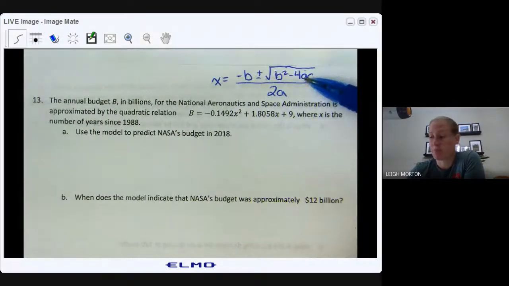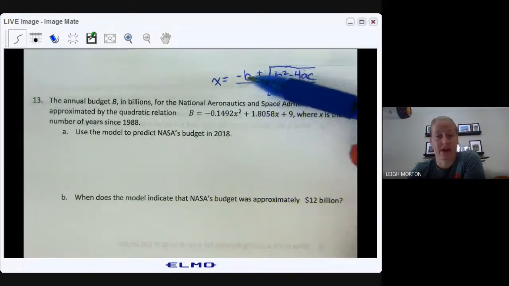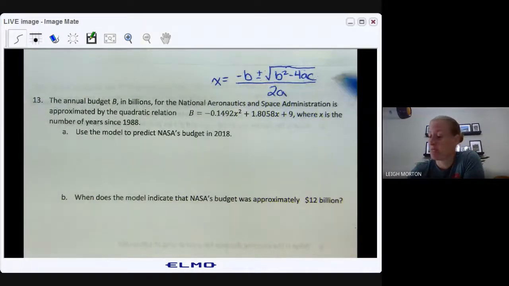and we'll get both a positive and negative answer. There are 2 zeros. If our discriminant is equal to 0, well, the square root of 0 is 0. So that would just be negative b divided by 2a. That's 1 zero. And then finally, if it's a negative number, we cannot square root a negative number. That means there are no real roots.